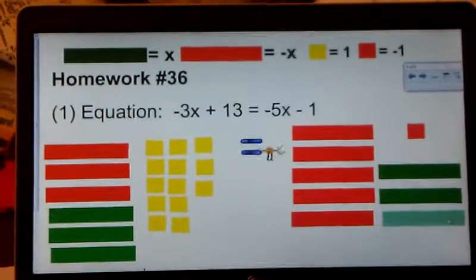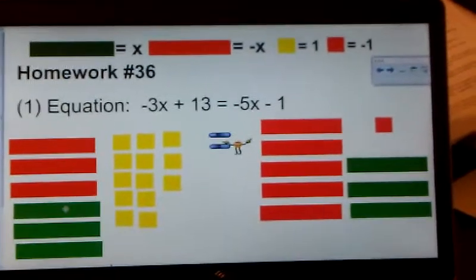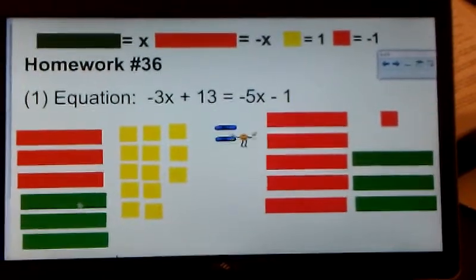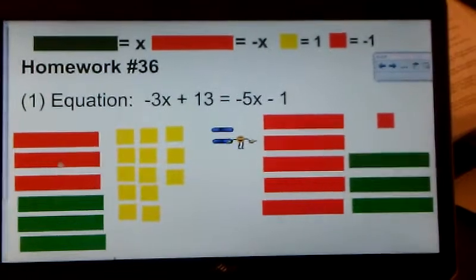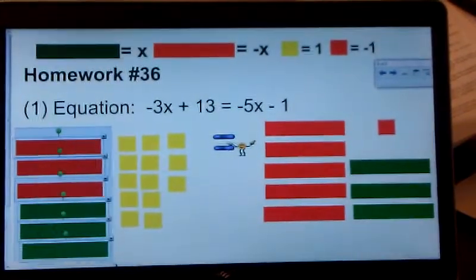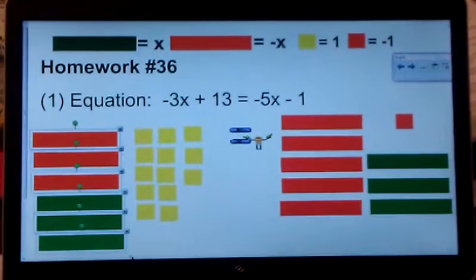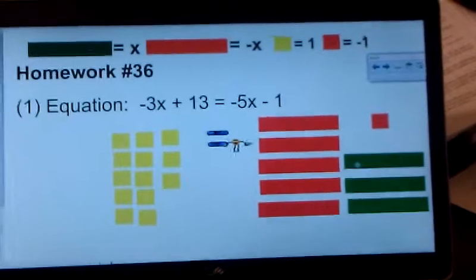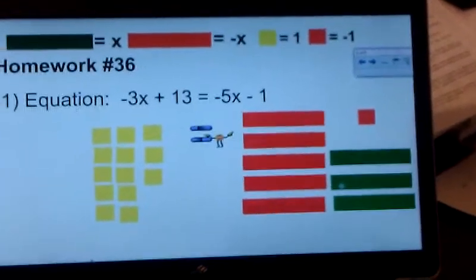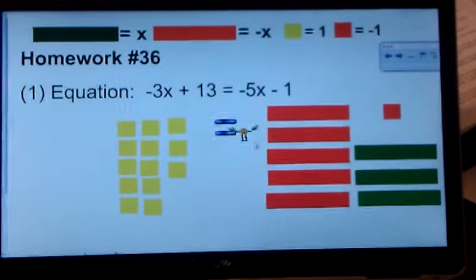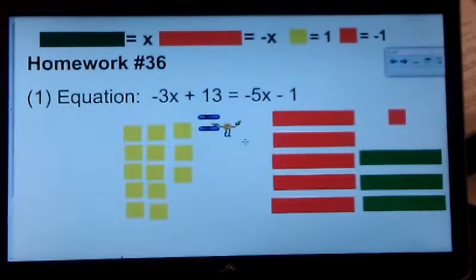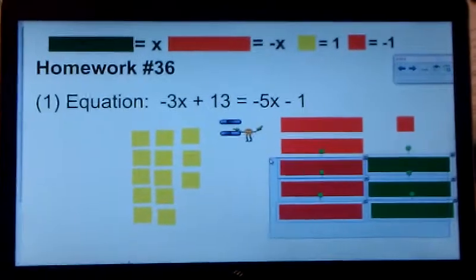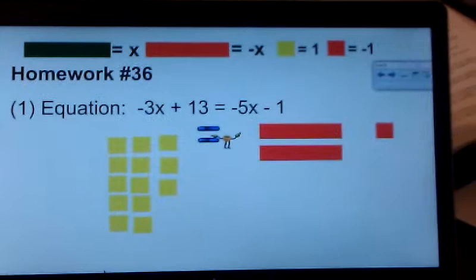Now you should remember that negative 1 plus 1 is 0. Negative 1x plus 1x is 0. So these are forming 0 pairs. I have 3 zero pairs, so I can just delete those. And on this side, I have negative 1x plus 1x, which is 0, negative 1x plus 1x is 0, negative 1x plus 1x, 0. So I am going to remove, not my equal sign, my 3 zero pairs. Now I have my x's on one side.